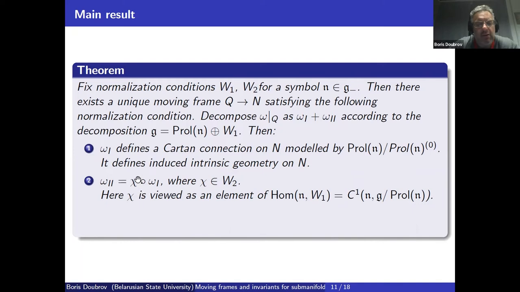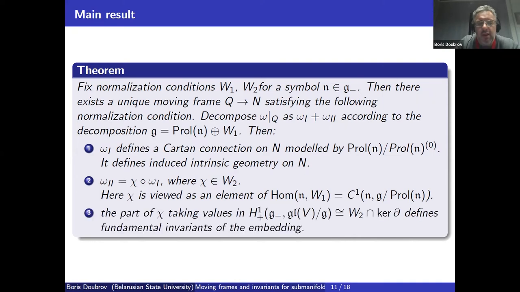And we want psi to take n into W1, because omega 2 itself takes values in W1. But here we identify W1 with G modulo the prolongation of n, which we can do because we have this direct sum. As a result, psi can be viewed as a map from n to W1, which will be a one-cochain. And we want this psi to belong to our second normalization subspace. So what we are normalizing actually is a linear dependency between omega 1 and omega 2. I will show this in a bit more detail on the next slide to help you understand what exactly we are normalizing here. But the statement is here.